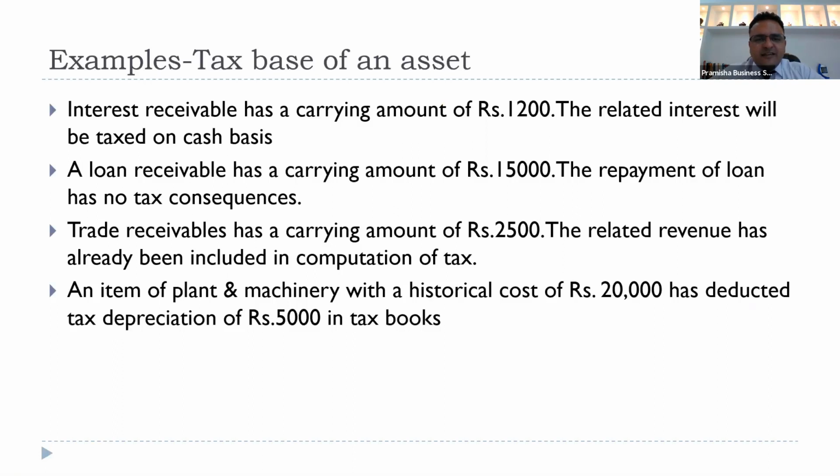Interest receivable has a carrying amount of 1200. The related interest will be taxed on cash basis. You have recorded interest receivable in your financial statements with a carrying amount of 1200. The tax authorities say that only when you receive it, they'll consider it as income. So what is the tax base according to them?